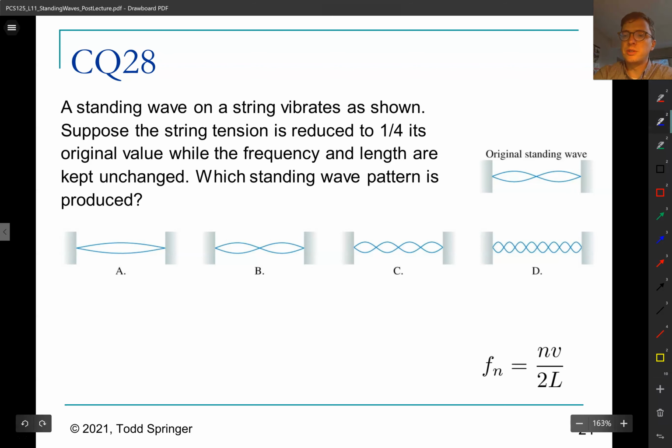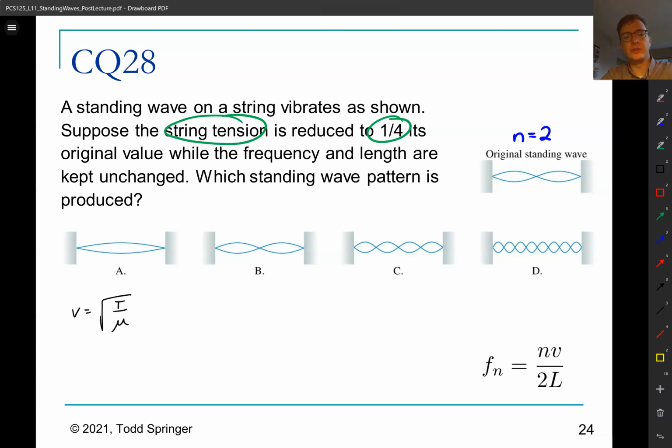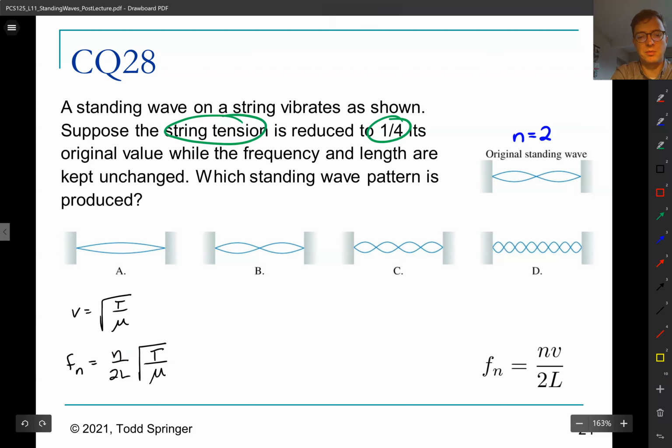Okay, so my original standing wave here is n equals 2. I have 2 antinodes, n equals 2. Now what happens when I change the tension? The string tension is reduced to 1/4 of its initial value. What does that affect? Remember, the speed of the wave on a string is square root of T divided by mu. So if I substitute that into my frequency, it's going to be n over 2L, square root of the tension divided by mu.